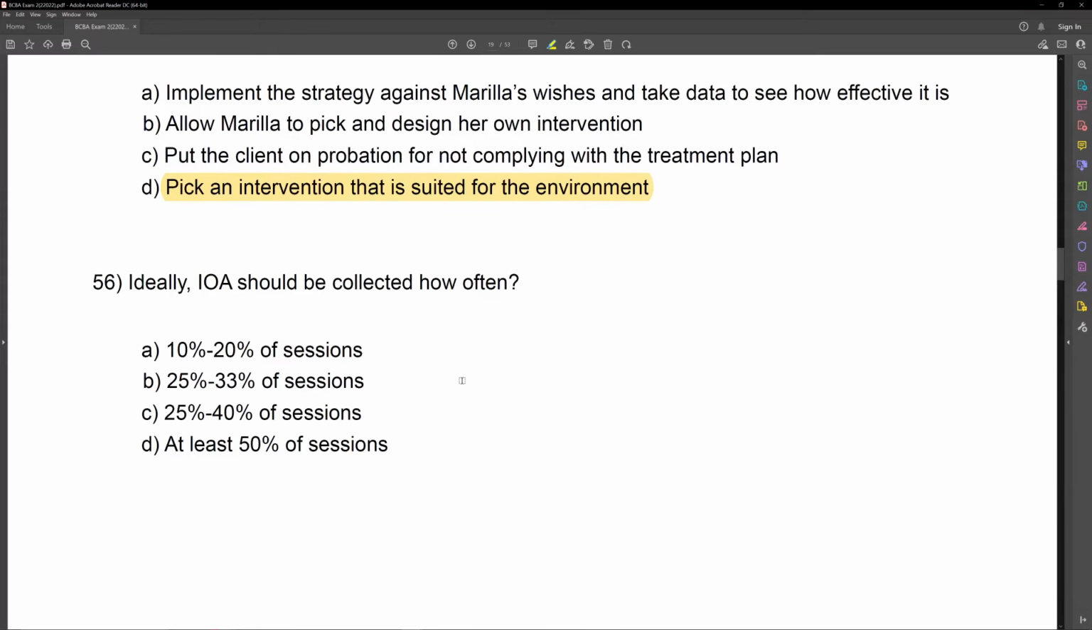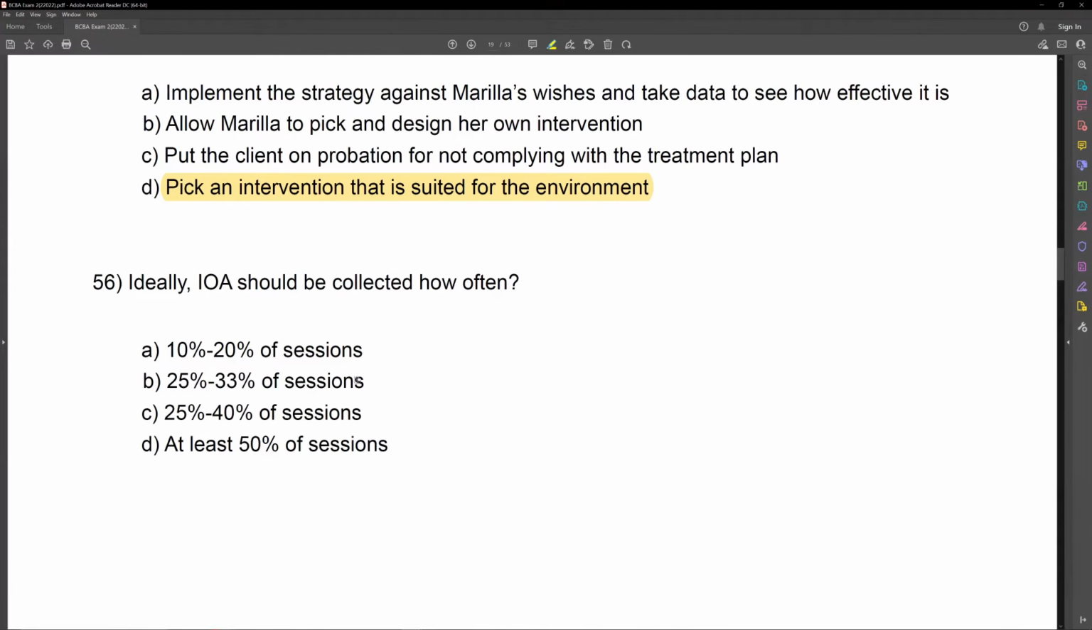How often should you collect IOA data? Should you collect data 10 to 20% of sessions? Not quite enough, okay? What about at least 50% of sessions? It's probably too much. So we have 25 to 30% and 25 to 40%. Now, this is kind of one of those questions where you just need to know. Okay, there's no real trick to it.